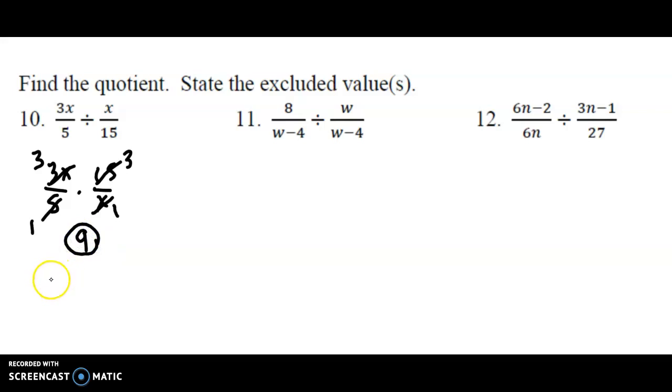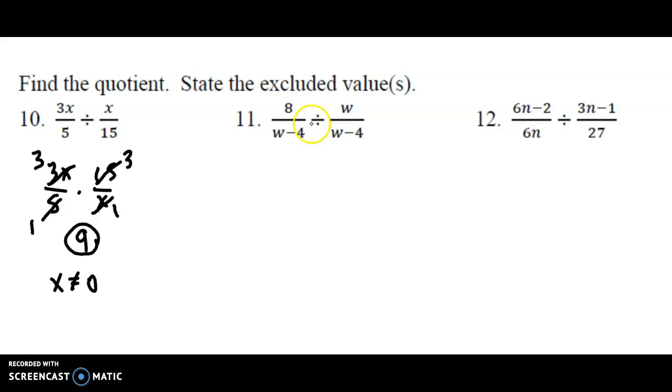Still need excluded values. X cannot equal... For the first denominator, it was a monomial with no variable, so no excluded factor. The second denominator is a monomial with a variable x, so x cannot equal 0. But with division, you have to check one more denominator, because originally this was the denominator of the original problem, but it is a monomial with no variable, so it did not contain an excluded value. So the only excluded value here is going to be 0. So that's the correct answer, 9, where x cannot equal 0.